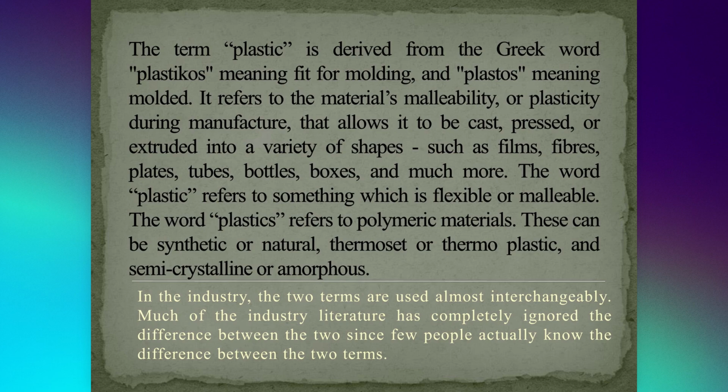The word plastic refers to something which is flexible or malleable. The word plastics refers to polymeric materials. These can be synthetic or natural, thermoset or thermoplastic, and semi-crystalline or amorphous. In the industry, the two terms are used almost interchangeably. Much of the industry literature has completely ignored the difference between the two, since few people actually know the difference between the two terms.